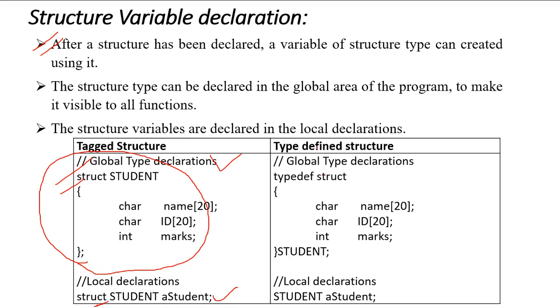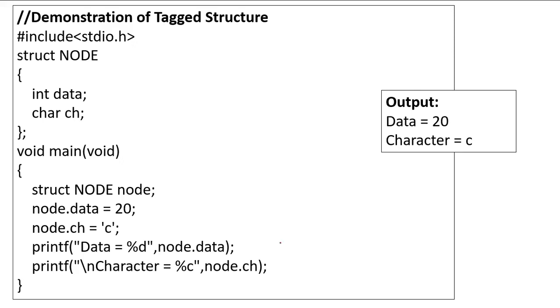But if your structure is of type defined structure, then there is no need to use that extra struct keyword. Simply use the structure name followed by the variable name. That's enough. Use the structure name followed by the variable name. Quickly we'll see one simple example.